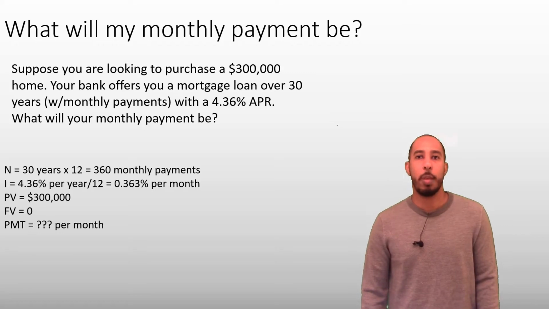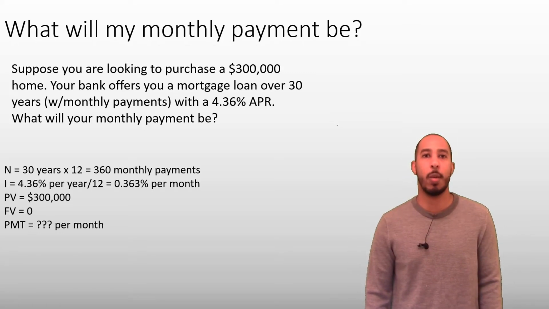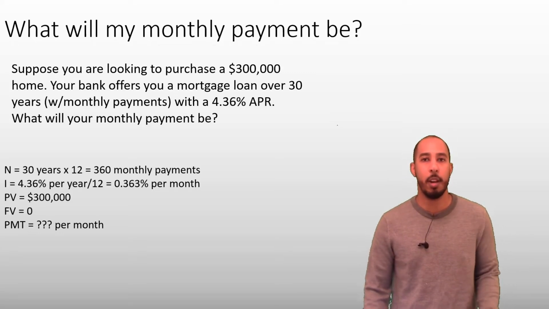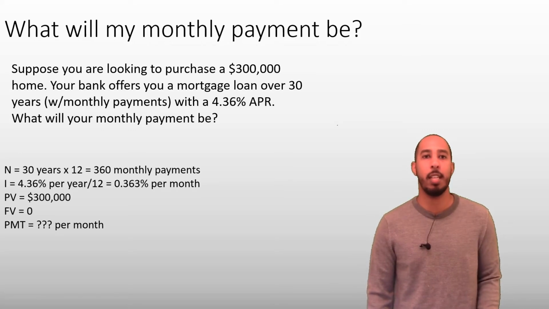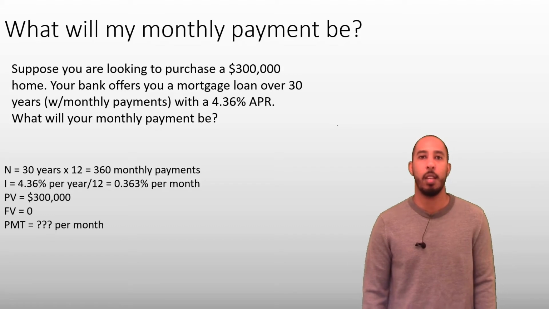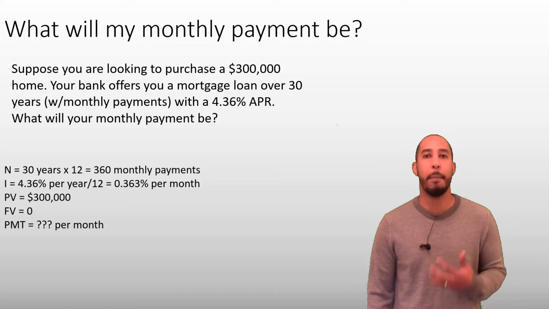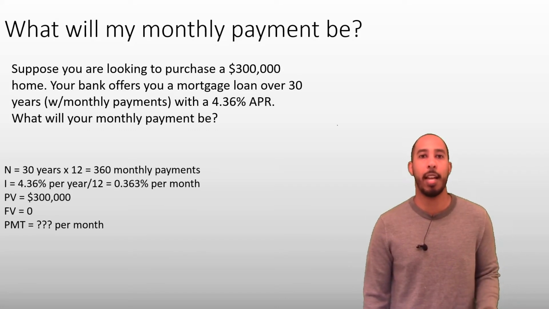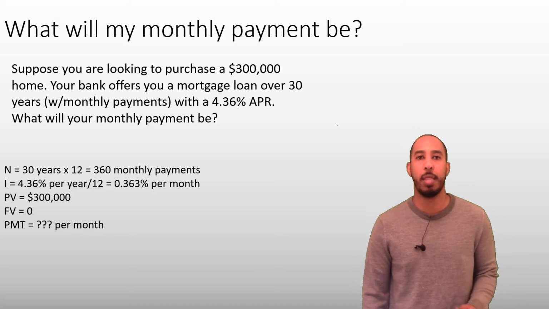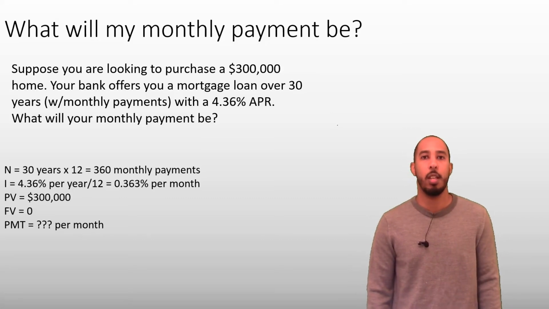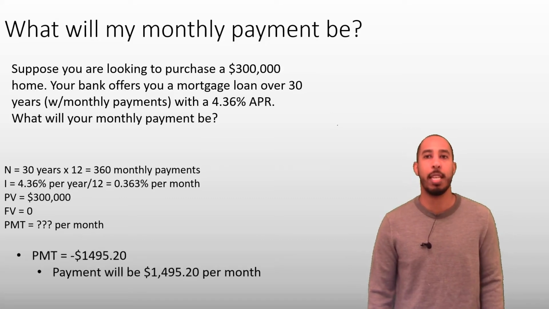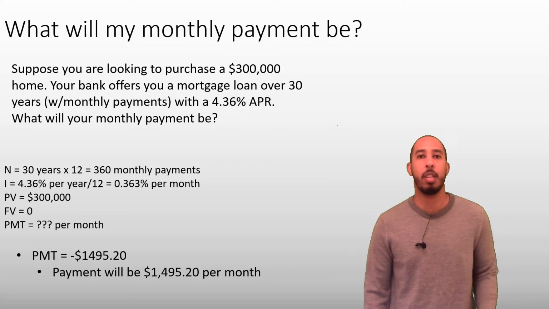The interest rate will be, we need a monthly interest rate, so we take that 4.36% APR and divide it by 12 to get 0.363% per month as our I. The PV is going to be positive $300,000 since we're going to be receiving that money today. FV will be set to 0 because the only other cash flows will be represented by the payment that we're going to solve for. Solving for PMT, we get $1,495. That's going to be the monthly payment on this mortgage loan.